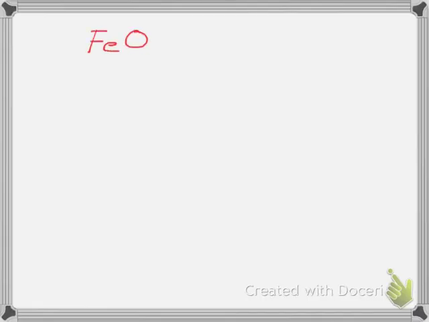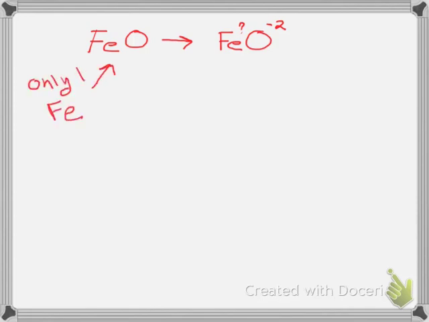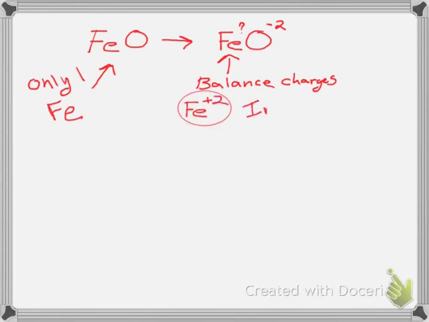So back to FeO. We know that the oxygen is going to have a -2 oxidation state, but again the question is, what's the oxidation state of the iron? Well, we look at the formula and we see that there's only one iron involved here. We also know that the charges have to be balanced to make the compound stable. So what does the charge have to be? Well, it has to be +2. So we're going to call this compound iron 2 oxide.